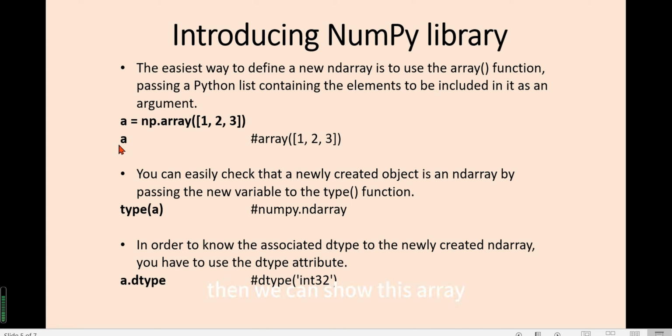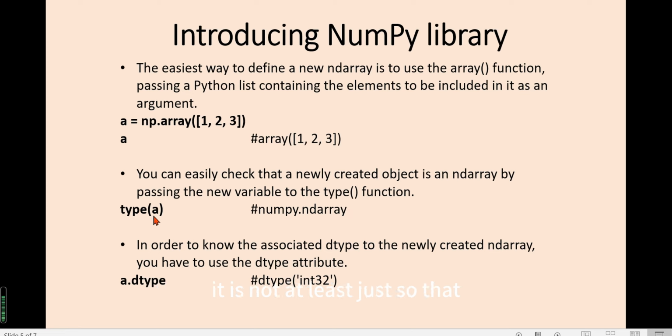Then we can show this array. Let's print A, and we'll show array 1, 2, 3. You can easily check that a newly created object is an ndarray by passing the new variable to the type function. So if we write type(A), Python will show numpy.ndarray, which means it is an array of the NumPy ndarray type.